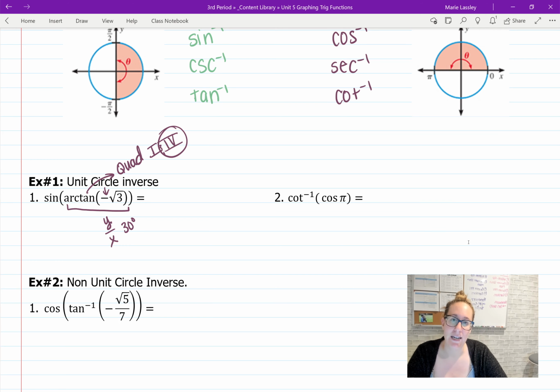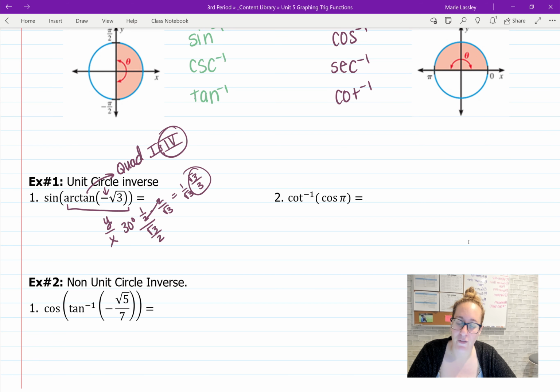So for 30 degrees, my y value is 1/2 over my x value, which is square root of 3 over 2. And now I'm just going to simplify and see if this was the right option. So flip and multiply. So that simplifies to 1 over root 3, which is root 3 over 3. All right, so the tangent of 30 degrees is the square root of 3 over 3.